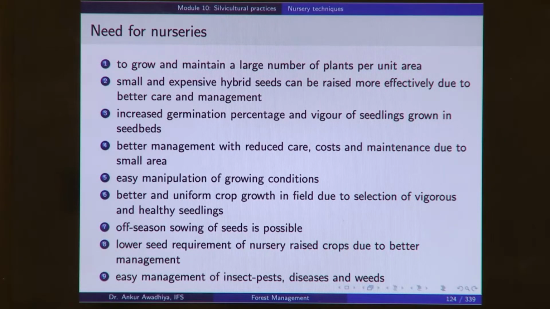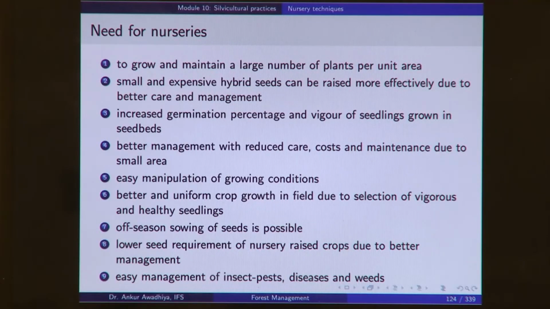There is an increased germination percentage and vigor of seedlings grown in seed beds, better management with reduced care, cost and maintenance due to small area, easy manipulation of growing conditions, better and uniform crop growth, off season sowing of seeds, lower seed requirement and easy management. So, essentially what we are saying is that in a nursery, in a small area you raise a large number of seeds and seedlings in a much more controlled environment in which manipulations are much easier. Effectively, this leads to the production of a large number of seedlings in less time, with less cost, with less effort overall.